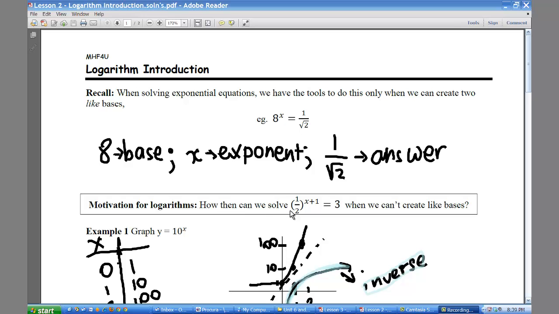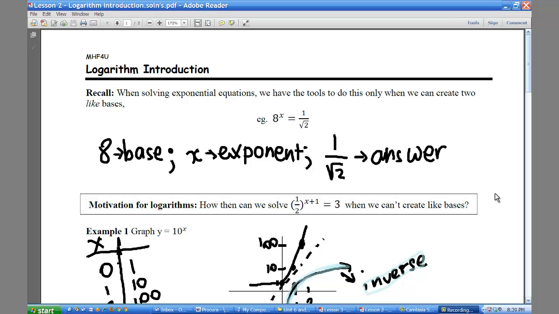So, how can we solve 1 over 2 to the power of x plus 1 equals 3 when we can't create like bases? Here we go, starting with the graph, and look at our exponential function and its inverse.